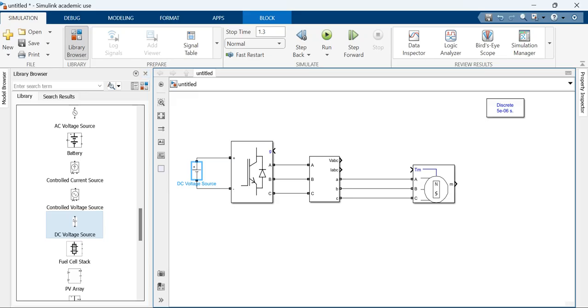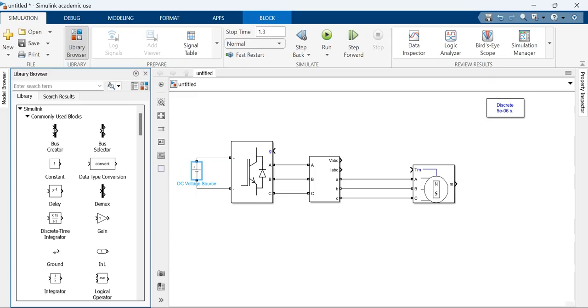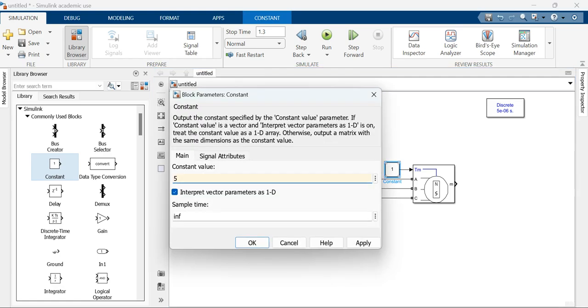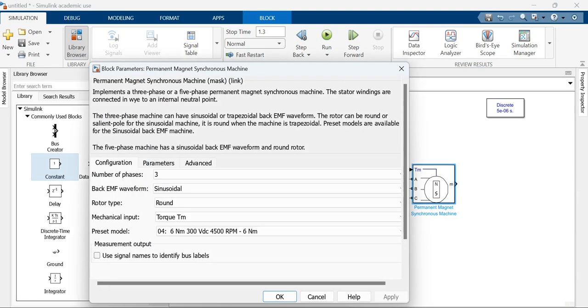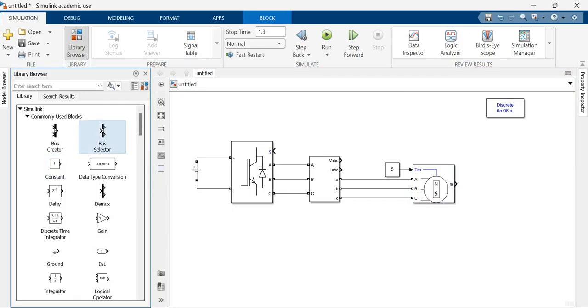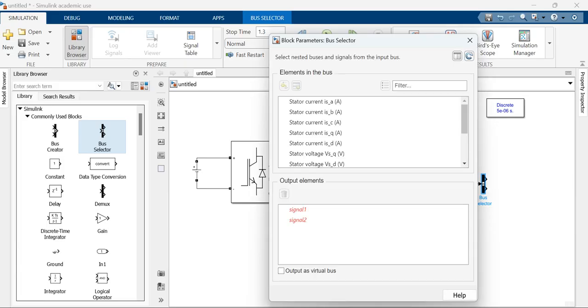And I need a constant for this torque. So go to Simulink, where you commonly use a constant block. Put it here, and this constant let me fix to 5 because maximum is 6 Newton meter. So I can give 5 Newton meter. That is not an issue. Then I select this bus selector block and connect it here. Double click on this. I need stator A, stator B and stator C. All the three I will select.